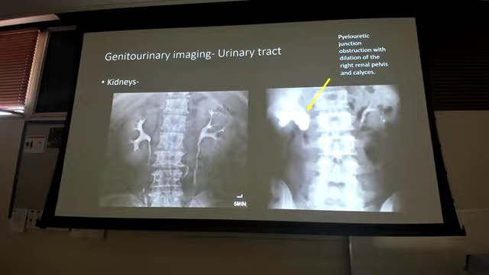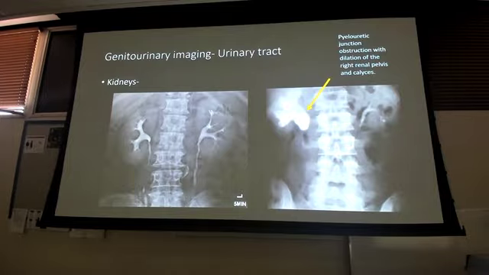Alright, so real quick, let's get through 1 or 2 more slides. Alright, so here's a normal IVP, right? Normal. I got my calyces going down into my ureters. This is what can happen when you have an obstructing stone. Notice how on the right kidney, I have dilated calyces here. Look at all this contrast in here. I can't really see the ureter coming down, and I'm backing up. I'm causing hydronephrosis in this right renal pelvis and the calyces. So what's happening is that stone is stopping the flow of urine and contrast, and it's backing up.